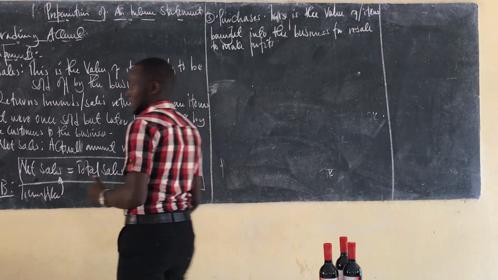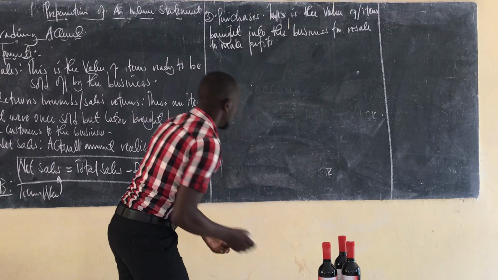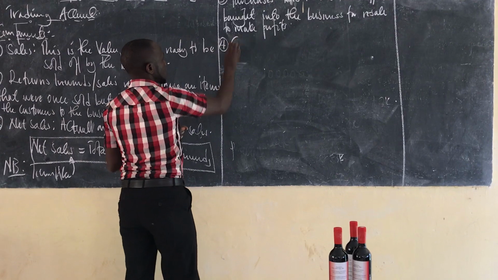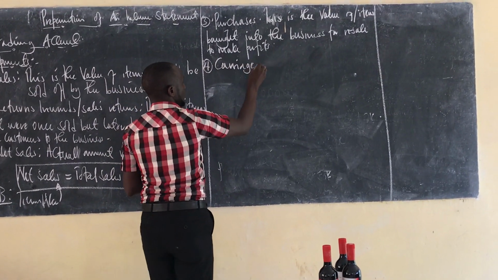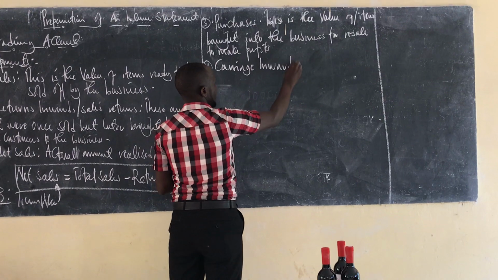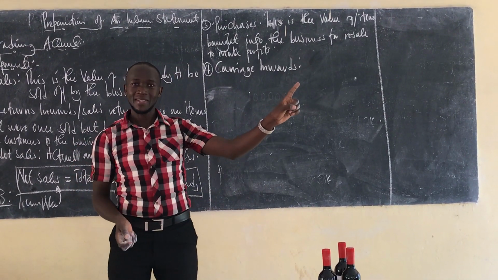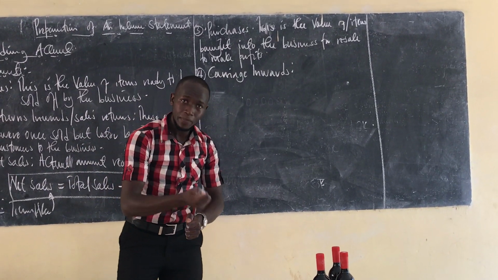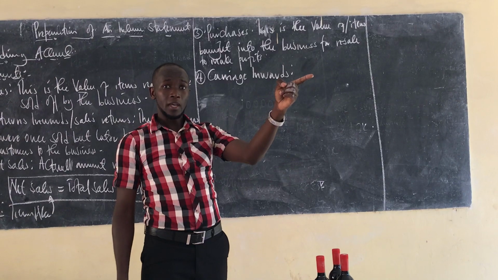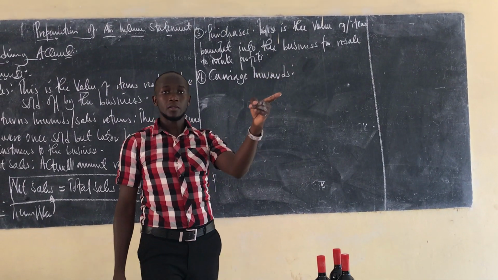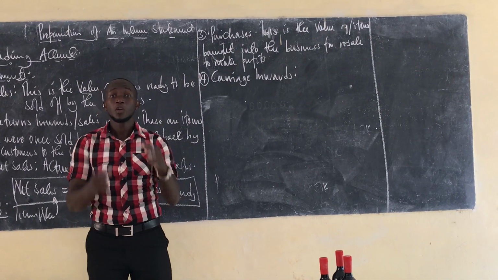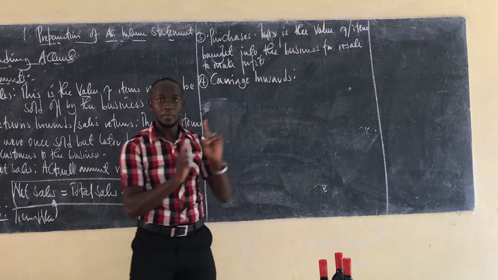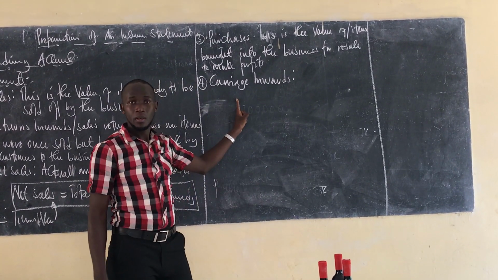as we are looking at the trading account being the first part of the income statement, we shall talk about the first component as carriage inwards. The word carriage refers to transport. Inwards, the transport you incur in transporting goods from the entrepreneur's business or from the wholesaler or from the manufacturer to your destination. The transport you incur in bringing items into the business for sale is what we call carriage inwards.